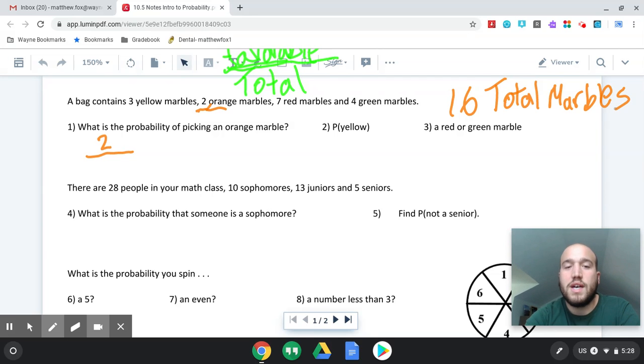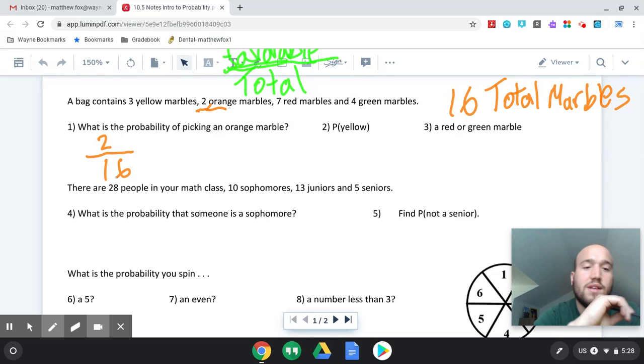If I reach into the bag, okay, I'm choosing one of those 16, okay? I don't know which one, but I know I'm choosing one of those 16. It could be yellow, orange, red, or green. Now, 2 of them are orange, so that's why we have a 2 on top. There's going to be 16 on the bottom.